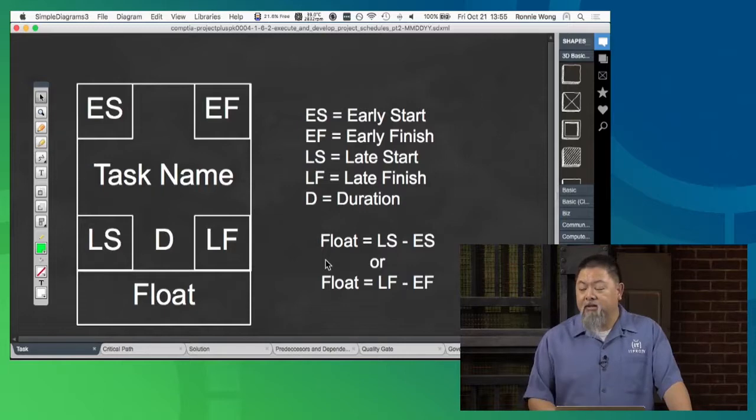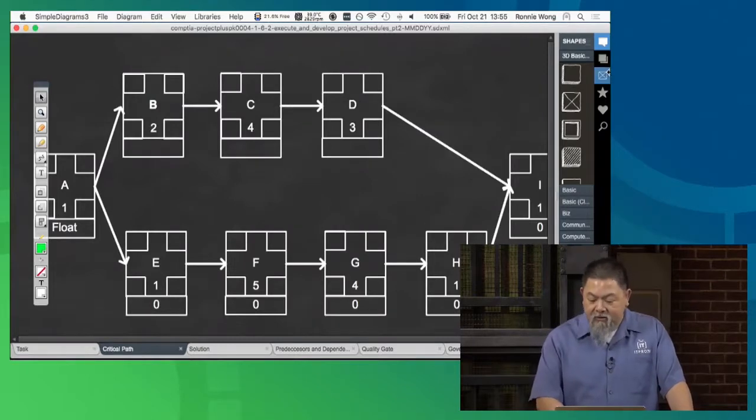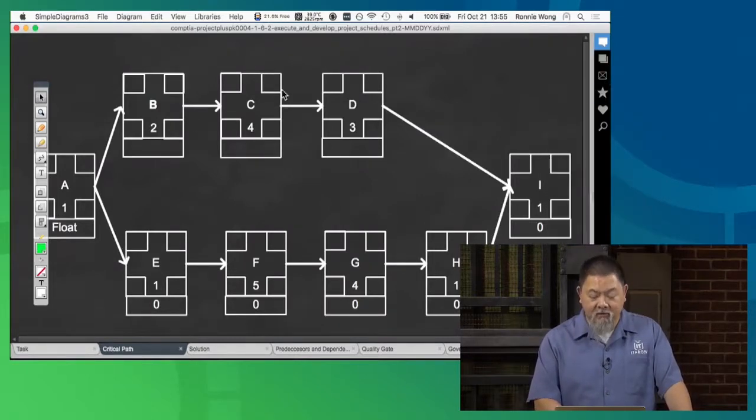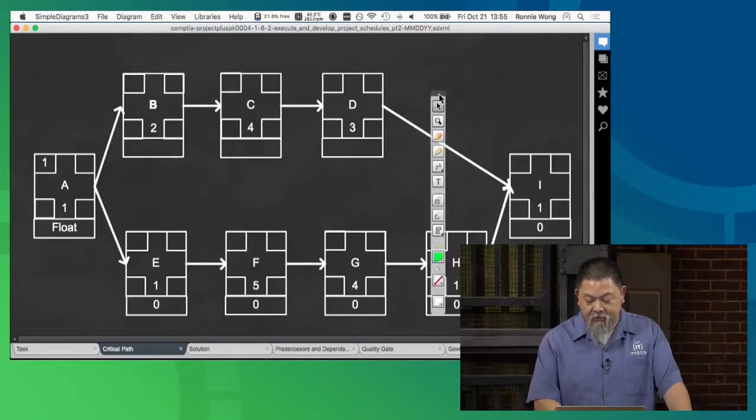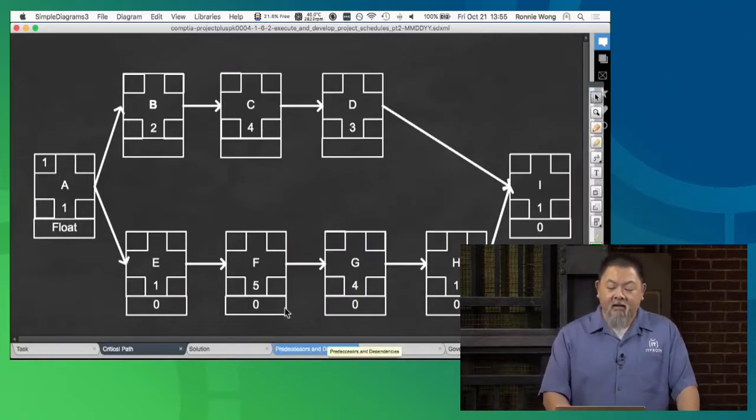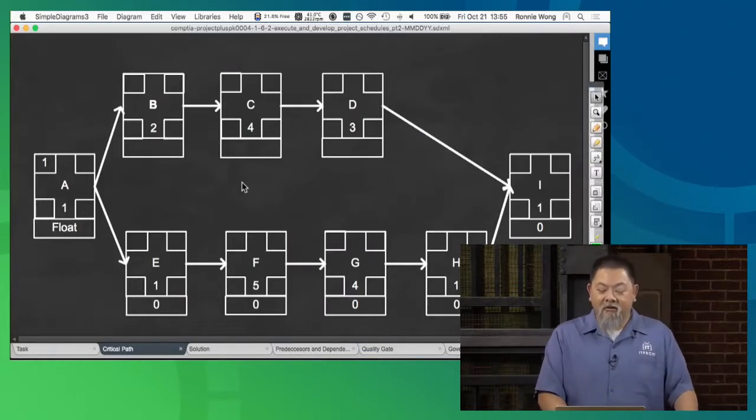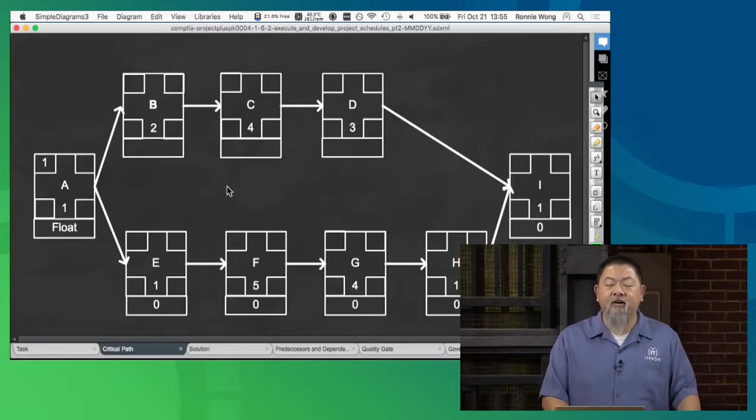So let me show you an example of how we begin to calculate something like this. Let me make this screen a little bit easier to see, at least I hope we can. All right, so what is going on right here is that we're going to start off with task A, and notice there's a B, C, D, E, F, G, H, and I.